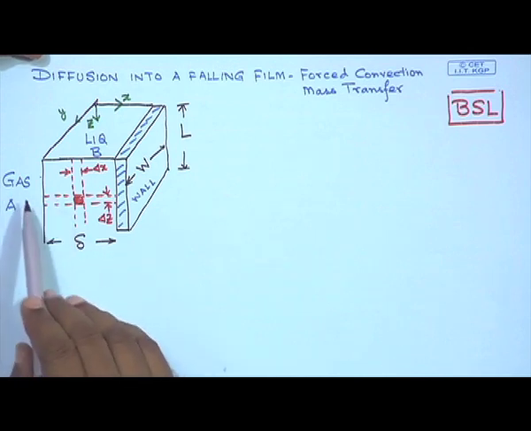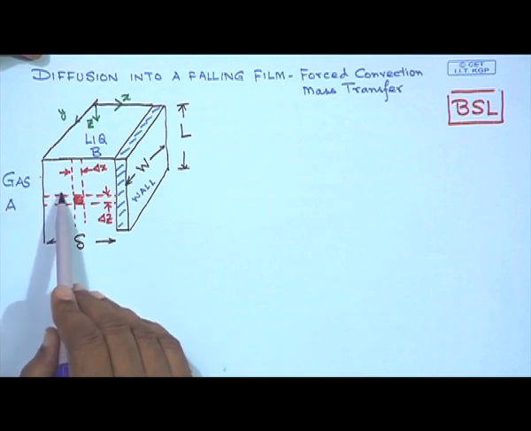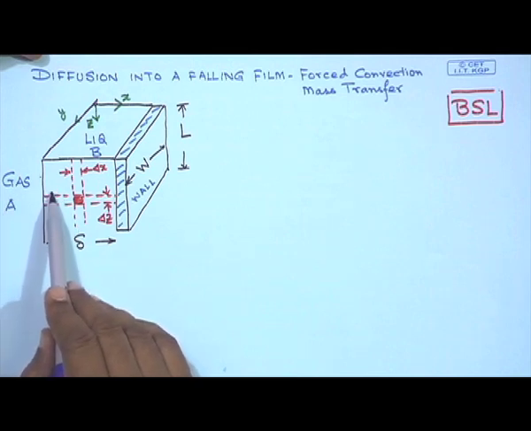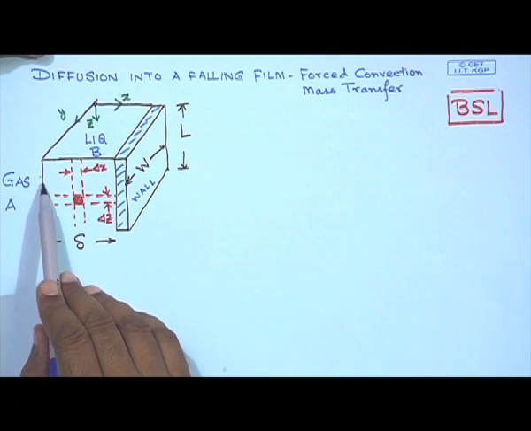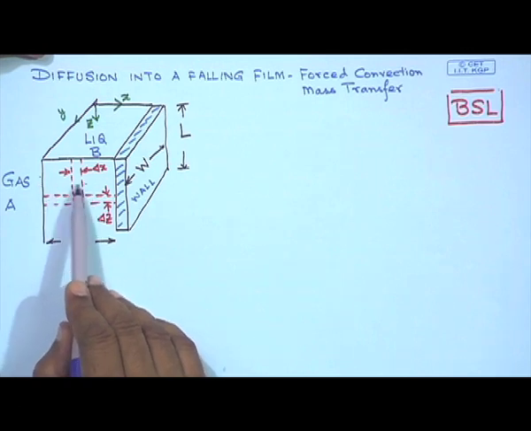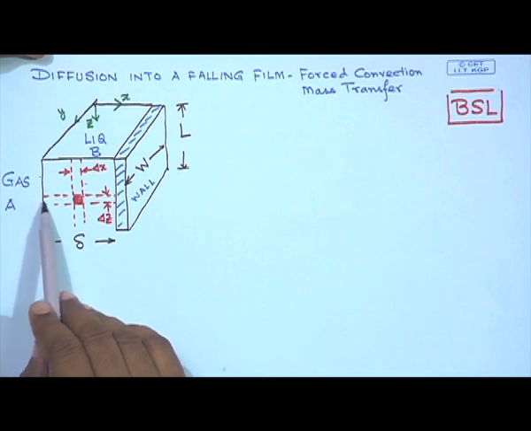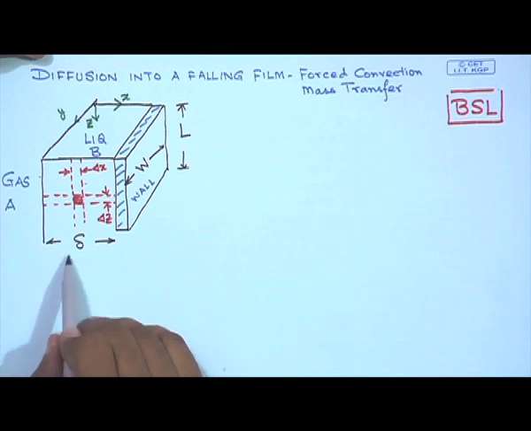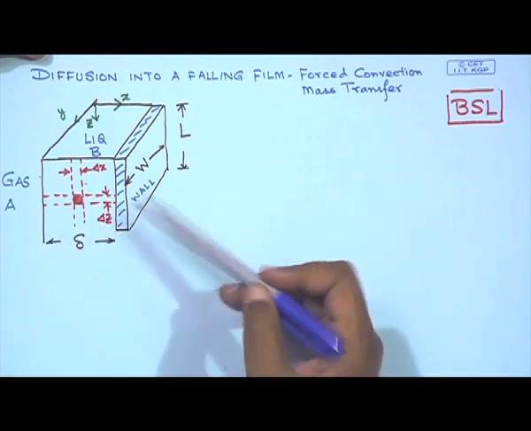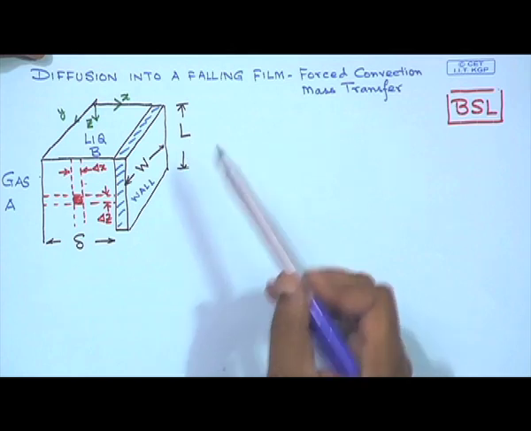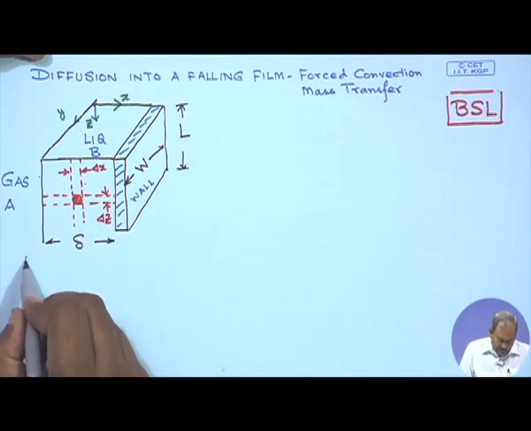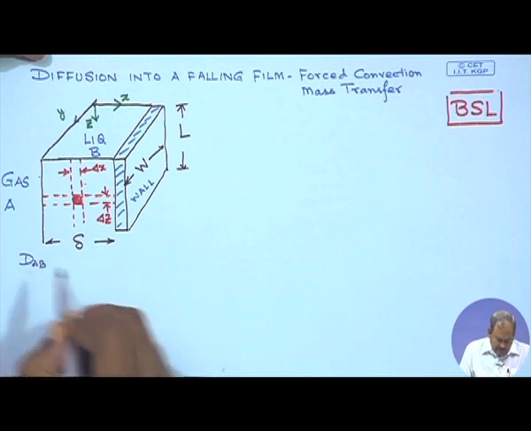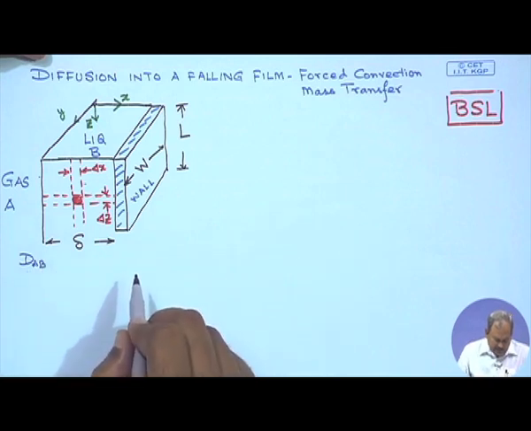So the system is a gas being absorbed in the liquid, and the gas starts its diffusion-convection motion in the falling film, and we need to find out what the concentration profile of A in the film is, and how much of A is going to get absorbed in the falling film as a function of parameters, which could be geometric parameters like the thickness, the width of the wall, the length of the wall, the diffusivity of A in the liquid B, and several other factors.